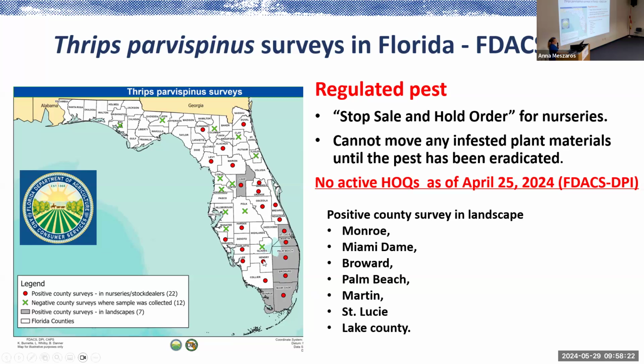So the counties you see here in gray color, mainly on the East Coast, are where we have reports of Thrips parvispinus from the landscape, either from ornamentals or also from vegetable hosts in the ground. That means that the thrips in these counties are established. Monroe County, Palm Beach County, you see all those counties up there. And Palm Beach County was the one where most of the damage was recorded in commercial pepper fields.